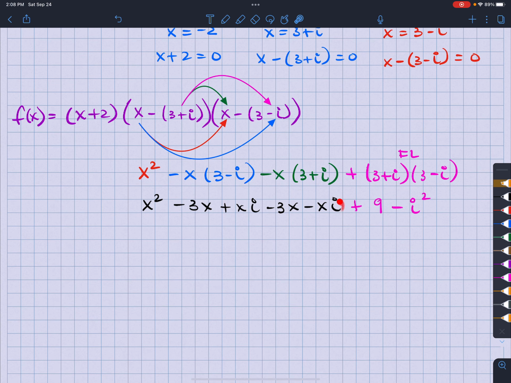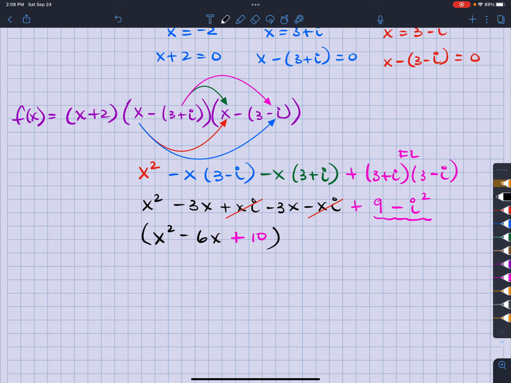And what do you notice about the xi and the xi? They cancel out. So if I combine like terms, I would have x squared minus 6x, right? These two here cancel out. And then I'm going to have a plus 10, because that's what this is going to equal. All right? Great.